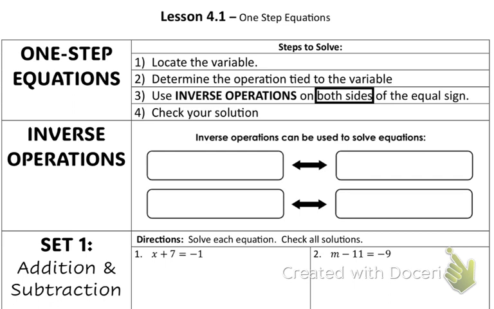So if I add something, what do you think the opposite of adding something is? Subtracting. If I multiply something, what would the opposite of that be? Division. So we just have to know which links together. And then we're going to check our solution by plugging in and make sure it actually works. All right, that's all of our steps.